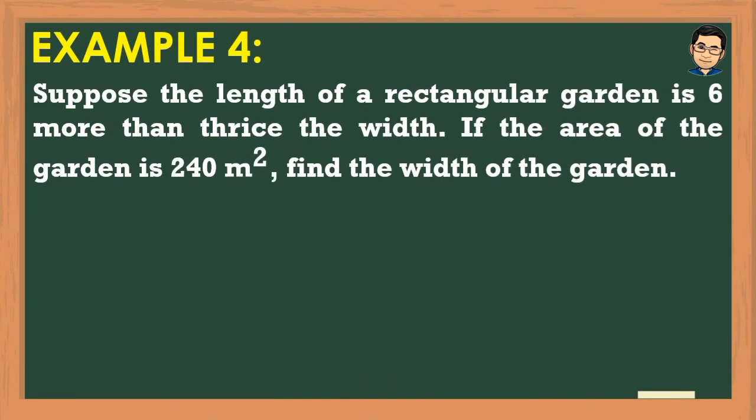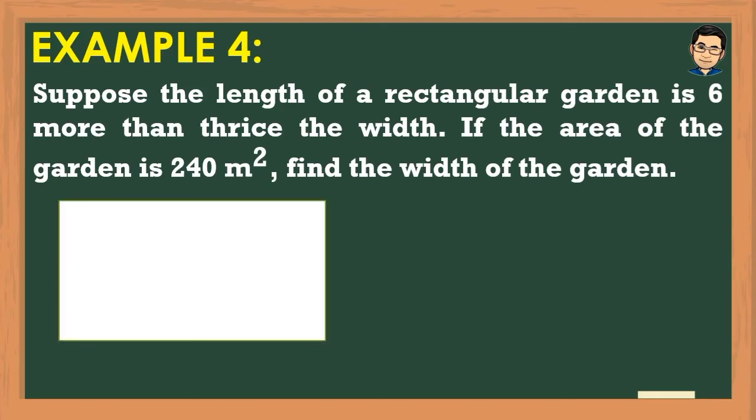Example number 4. Suppose the length of a rectangular garden is 6 more than thrice the width. If the area of the garden is 240 square meters, find the width of the garden. Okay. So, based dito sa problem natin, yung length daw ng rectangular garden is 6 more than thrice the width. So, paano natin yun i-represent? Yung length po magiging 3x plus 6. And then, yung width natin, x lang.